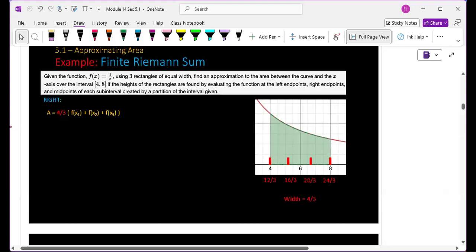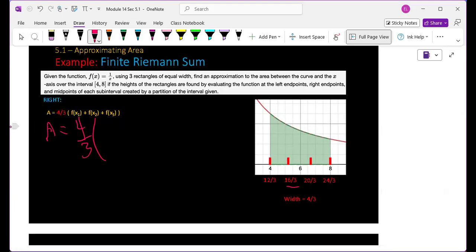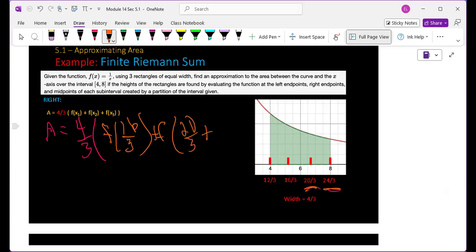If I go down here to do the same thing with the right, I already rewrote the formula because we know the width of the rectangle and it's the same on all of them, so we may as well factor it and write it up front. We have 4/3 times. Now we're doing the right endpoints, so we're going to use the 3 on the right. So this is f of 16/3 plus f of 20/3 plus f of 8.